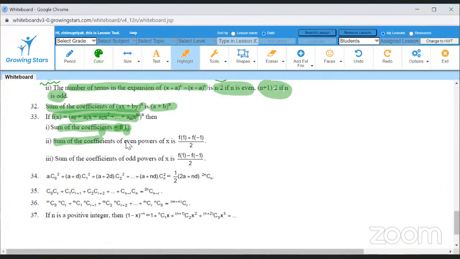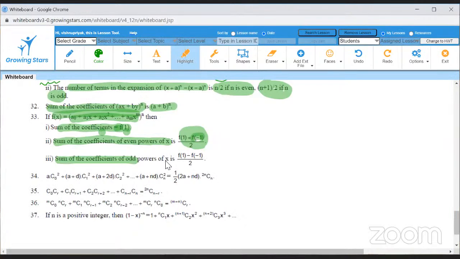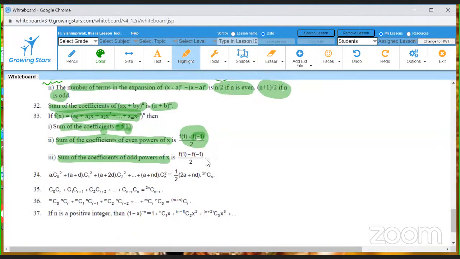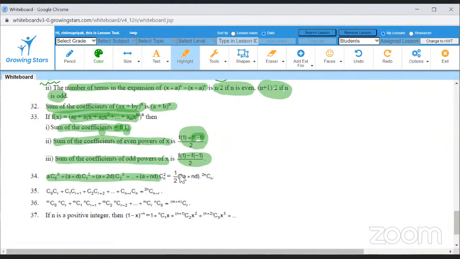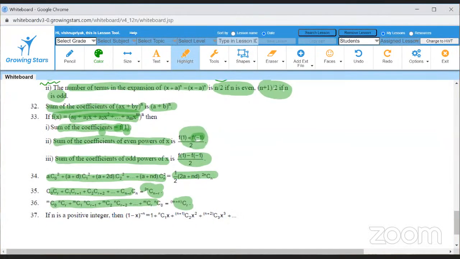Sum of coefficients of even powers of x will be (f of 1 plus f of minus 1) by 2, whereas sum of coefficients of odd powers of x will be (f of 1 minus f of minus 1) by 2. Then for this expansion, the sum will be this. For this expansion, this is the sum. For this expansion, you can write m plus n C r.